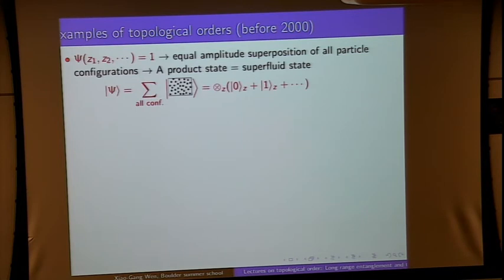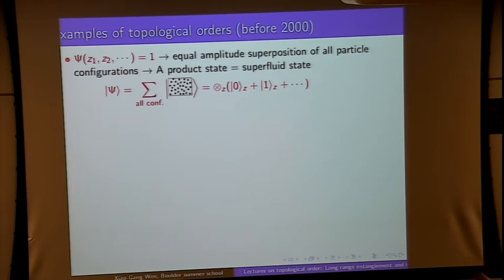The superfluid actually is a product state, because the equal weight superposition of all particle configurations can be written as a tensor product of a state at each position z, where z is a spatial point. At the z point we have a linear superposition of no particle at z, one particle at z, two particles at z, and so on. When you span this, you probably get all kinds of combinations.